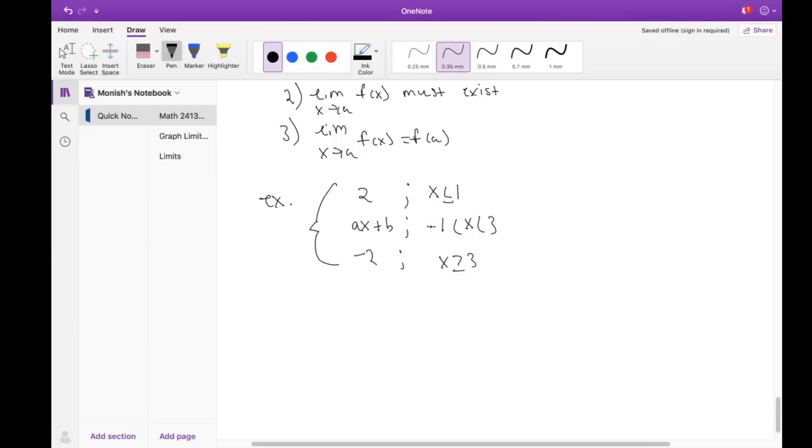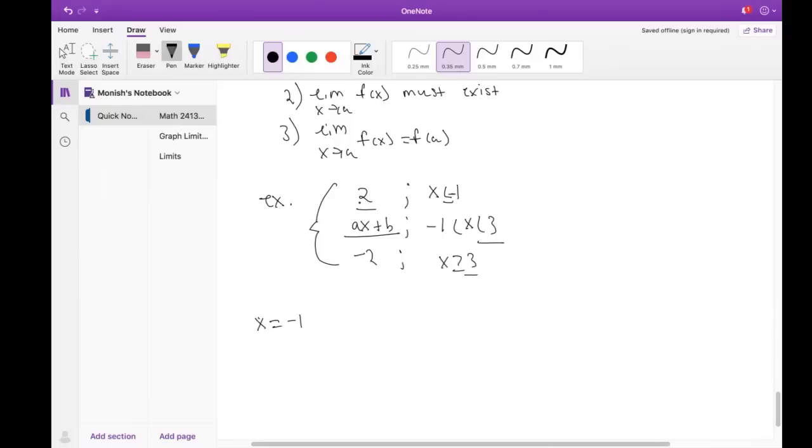So at negative 1, you need to make sure that the function is continuous between y equals 2 and y equals ax plus b. At x equals 3, you have to make sure that there's continuity between ax plus b and y equals negative 2. What I do is start off with just one of the x values. Also, this is negative 1, so we'll start off with x equals -1.